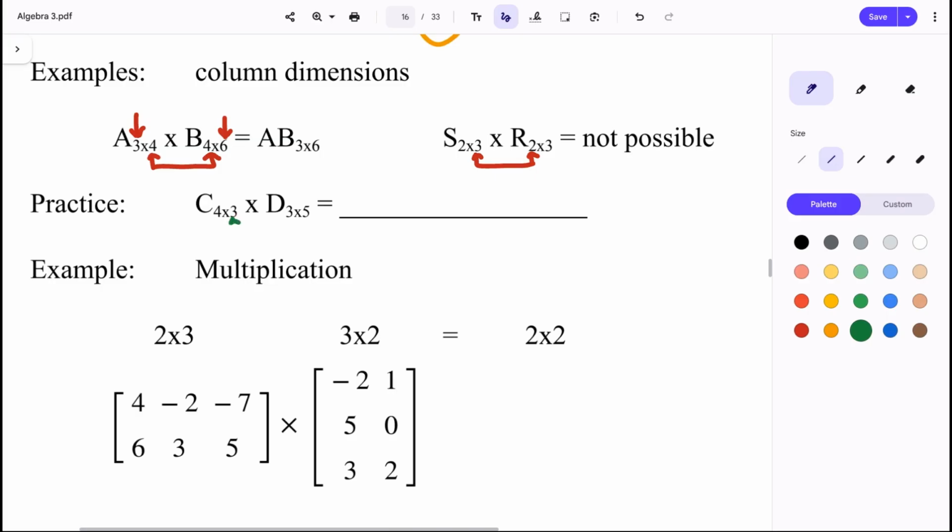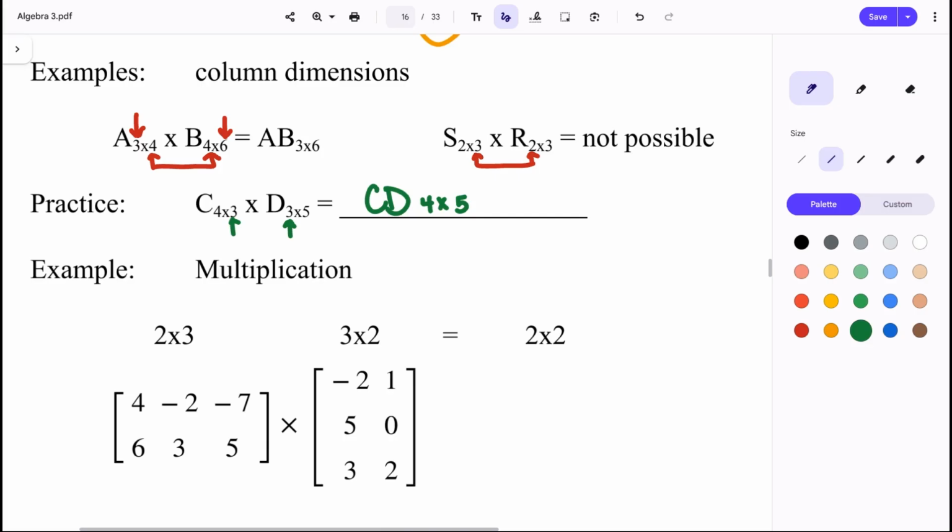Yeah, because you have a 3 here and you have a 3 here. What would be the dimensions of your new matrix? Would it be 4 by 5? Yes. So whatever CD multiplied would become a 4 by 5 matrix.